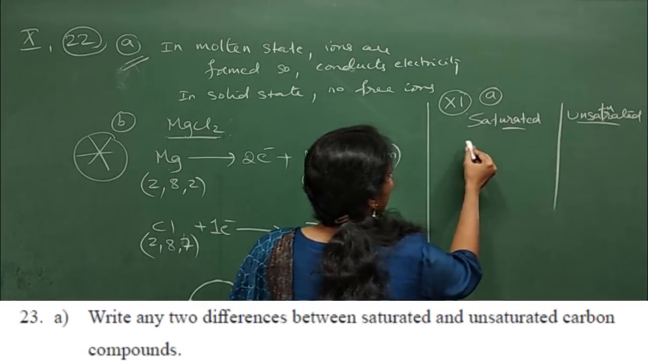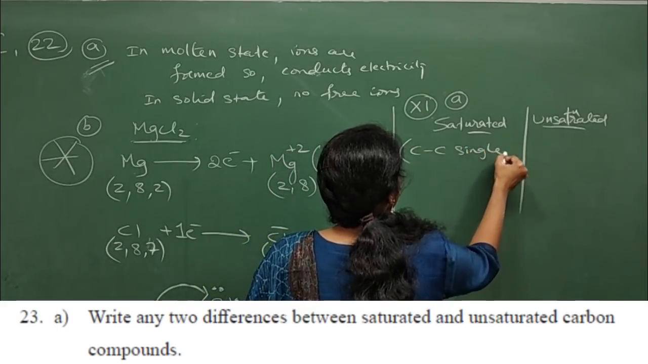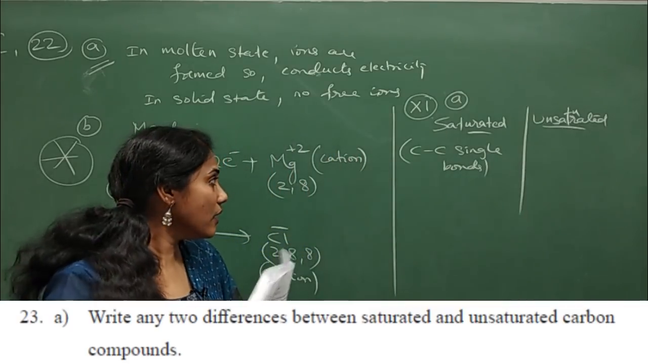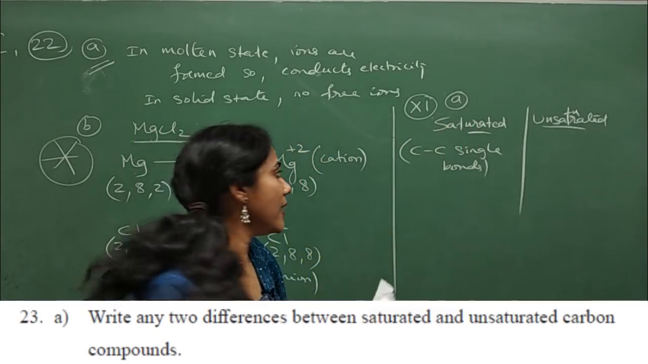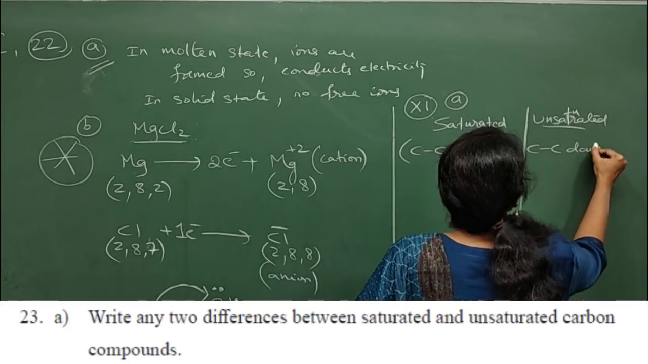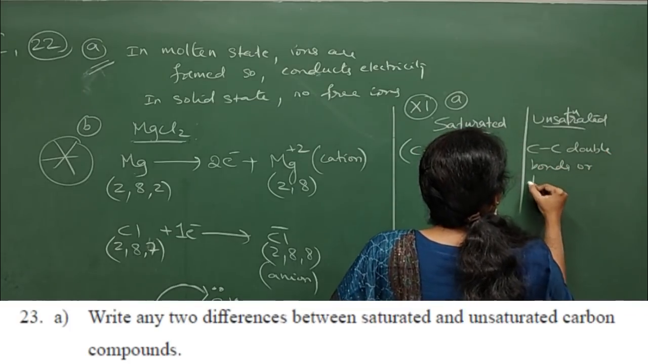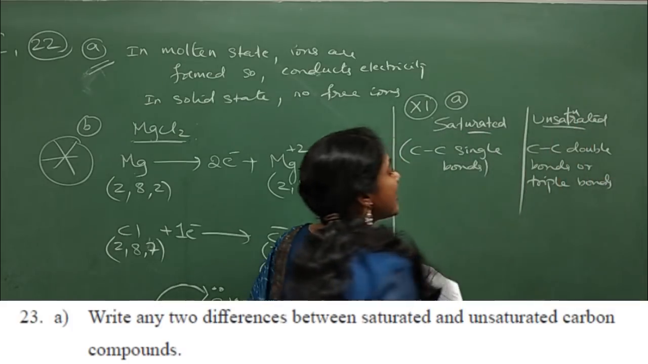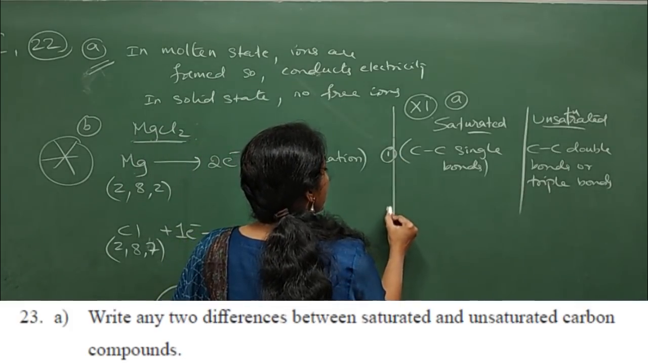Saturated hydrocarbons have carbon-carbon single bonds, right? I am just writing it in a shortcut way, but you have to write an elaborate answer. Carbon-carbon single bonds you will find under saturated hydrocarbon. Carbon-carbon double bonds or triple bonds are found in unsaturated hydrocarbon. So this is the first point. You have to mention the 2 points.